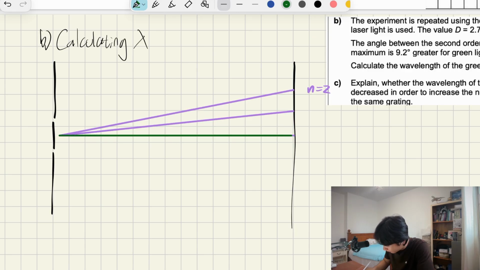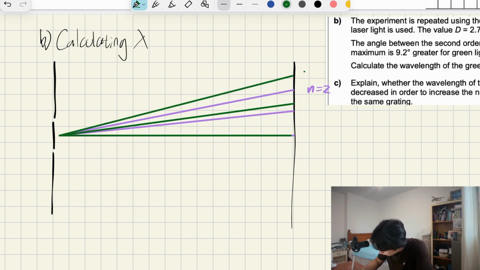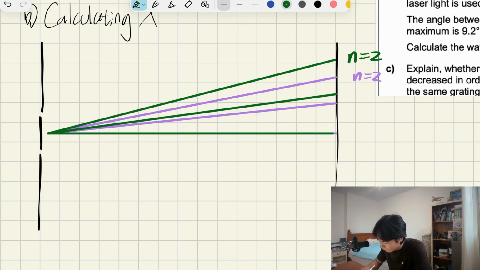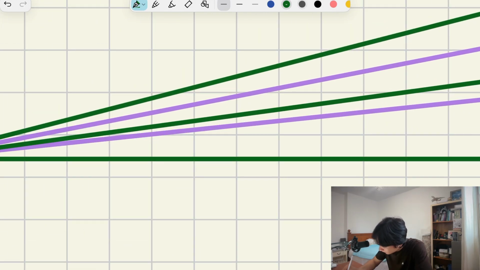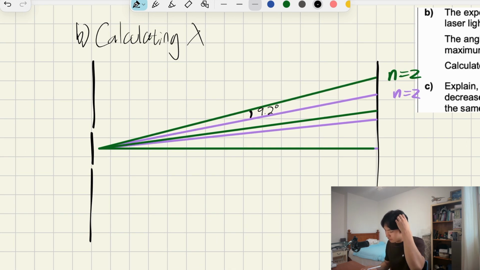n is equal to 1. There is one where n is equal to 2. And then there is n is equal to 3 here. No, n is equal to 2 here. My bad. Okay, and the difference between these two angles is 9.2 degrees, right? Let me just take a thinner pen. This is 9.2 degrees. That is the situation here.